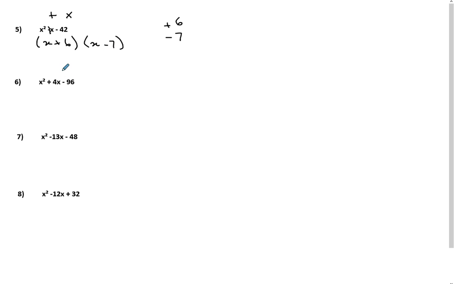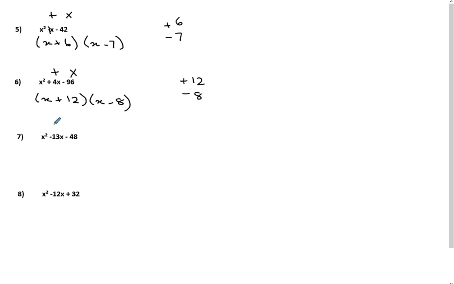Okay, two numbers that add to give 4 and multiply to give minus 96. So one's a positive, one's a negative. You're thinking of factors of 96 that have a difference of 4. So sign of the bigger number rules. So you've got plus 12, minus 8. So you've got x plus 12, x minus 8.